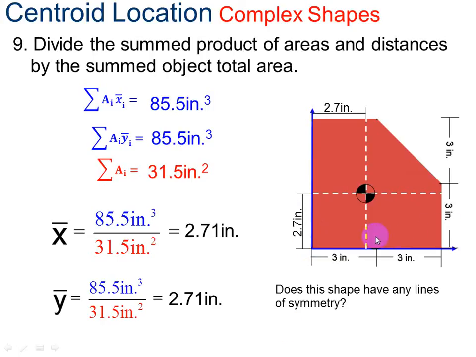So does this shape have any lines of symmetry to you? Do you notice any lines of symmetry here? This definitely is not one because of this piece right here. But I think that you should notice that, yes, definitely there is one line of symmetry that goes down the middle here.